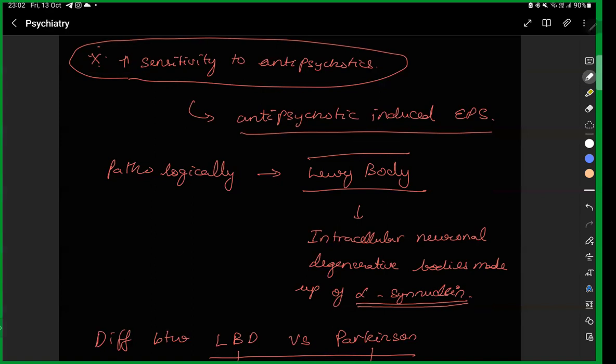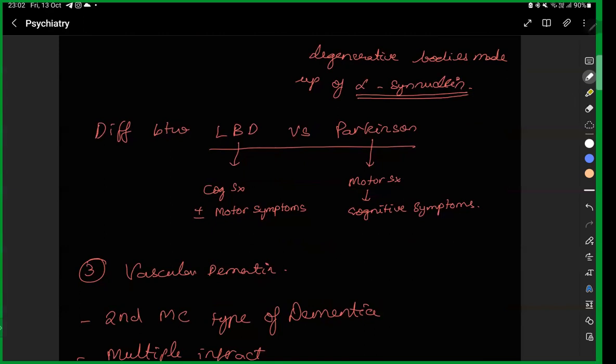The difference between LBD and Parkinsonism is that LBD is a cognitive function disorder. It can have motor symptoms, it may not have motor symptoms. But in Parkinson's, the motor symptoms will be there. They will have motor symptoms predominating, with cognitive symptoms coming secondary. Third is going to be vascular dementia.